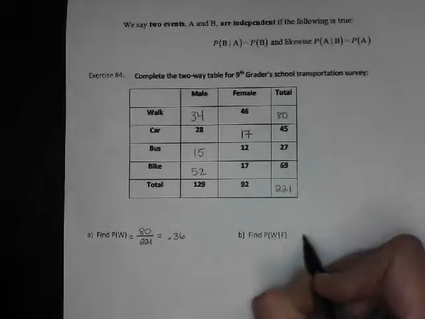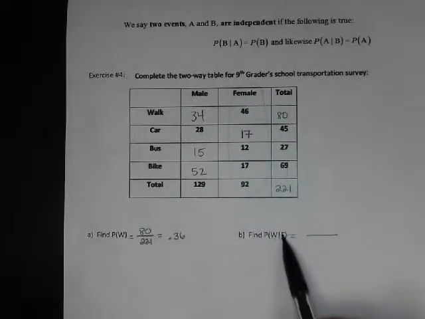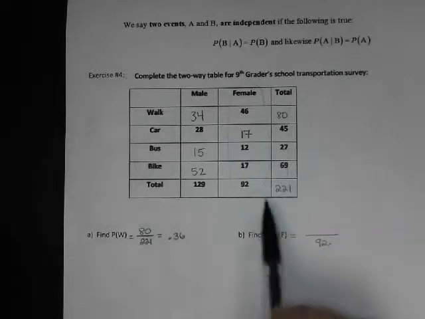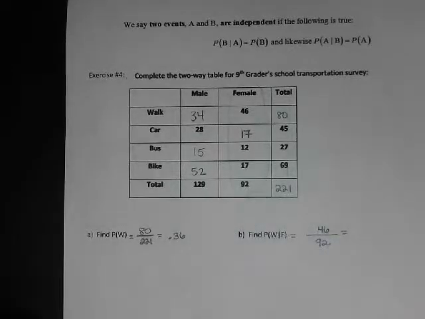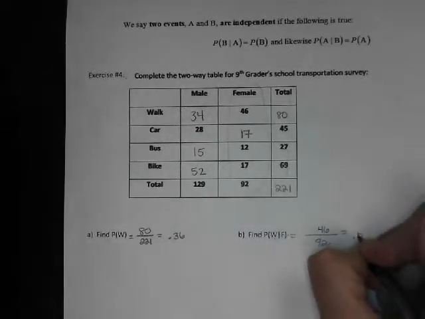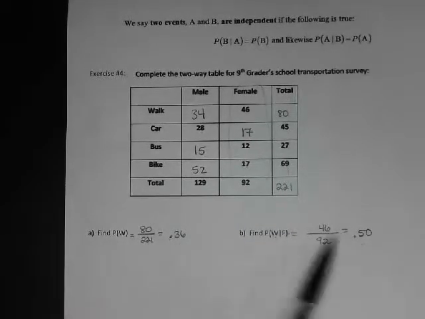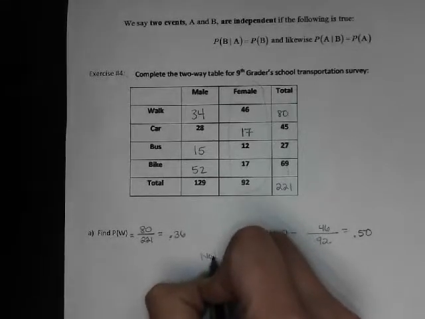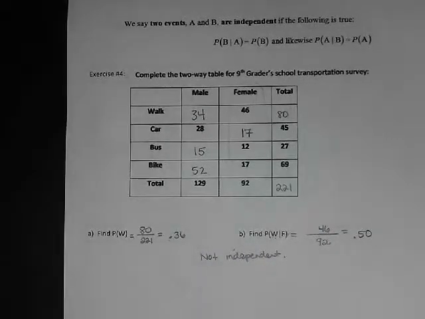Maybe it will still be 36% chance you're a walker, regardless of being a female, in which case they would be independent. So out of all of our females, we have to solely look at the female category because we're given that we're a female. So out of those 92, how many are walkers? 46. So 46 divided by 92 is 0.50. So your chance of being a walker increased when you were a female. So we would say these are not independent, meaning that something about being a female did correlate with being more likely to be a walker.